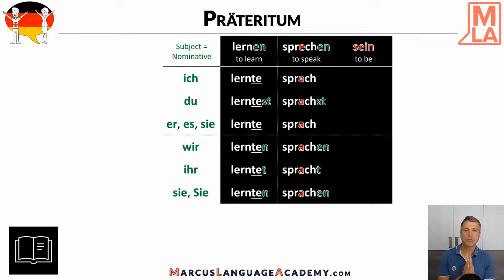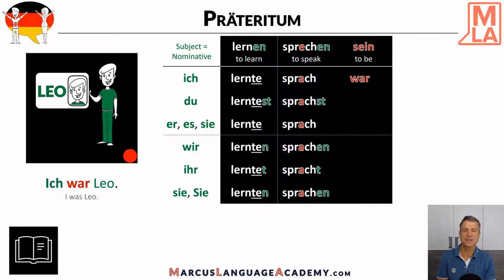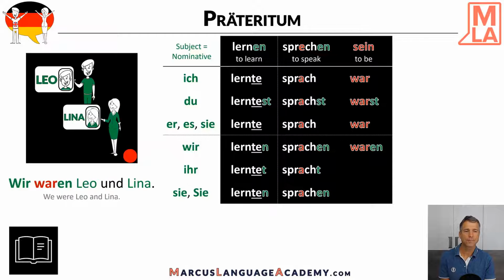But let's see the really important verb to be and how it transforms into Präteritum. In first person it would be ich war, I was. Ich war Leo, I was Leo. In second person, it's quite irregular, it would be du warst Leo. So we add st again and it still stays really irregular. In third person, er war Leo. No ending, just war. In plural, wir waren. We add en. Wir waren Leo und Lina. Ihr wart Leo und Lina, and sie waren Leo und Lina.